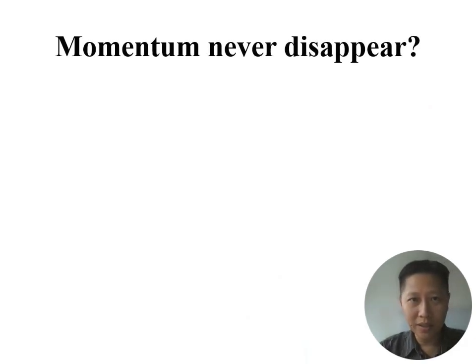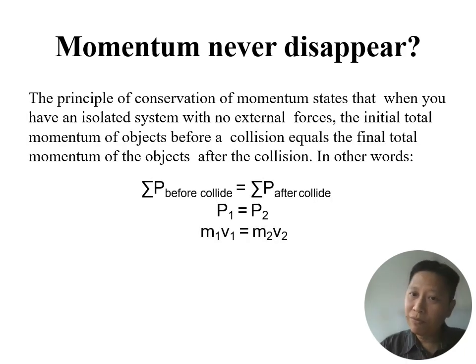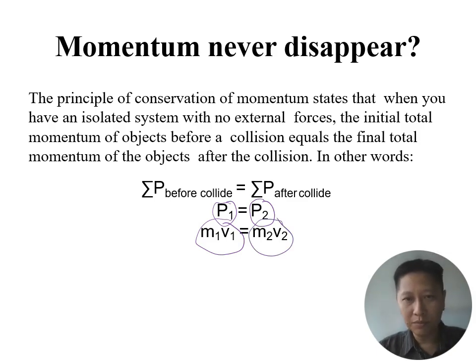Momentum will never disappear. It's like the energy. When we have a closed system, the energy value, the joule, will always be the same. It can only transfer form, let's say kinetic energy turns into light energy or sound energy. For the momentum, it will be preserved. It means that the momentum before the collision equals the momentum after the collision. So we write that momentum before equals momentum after, M1V1 equals M2V2.